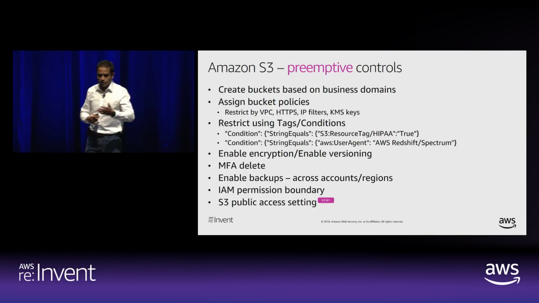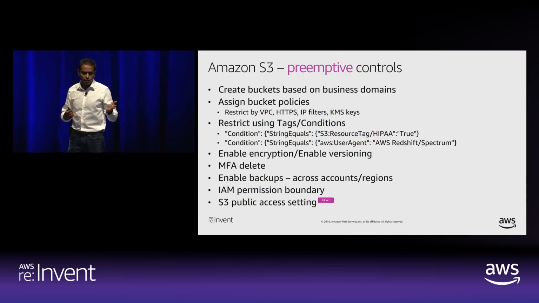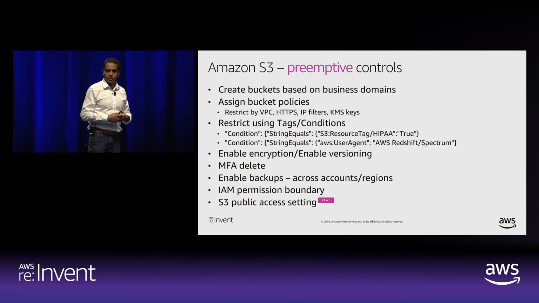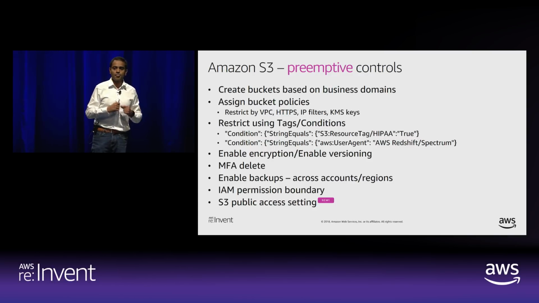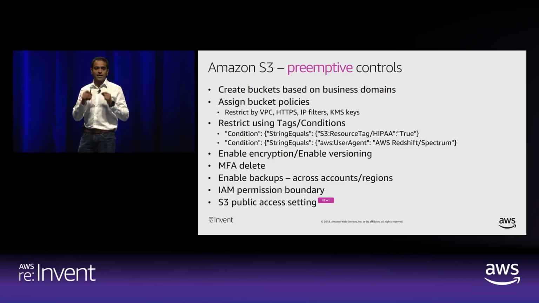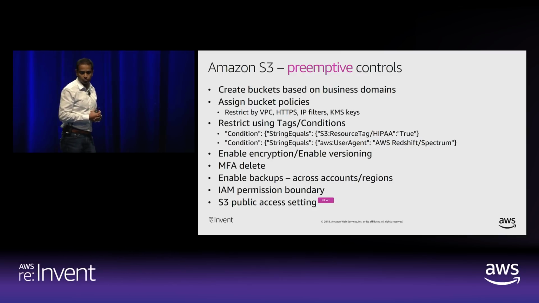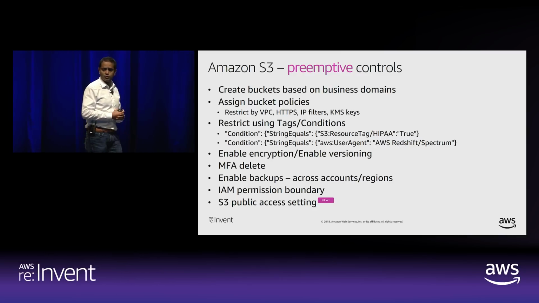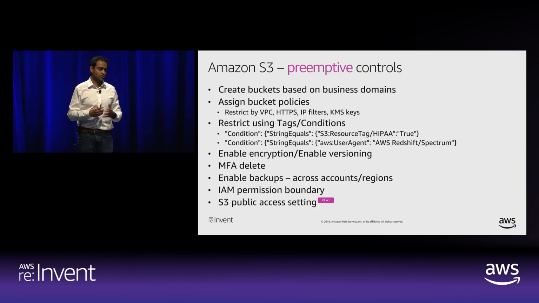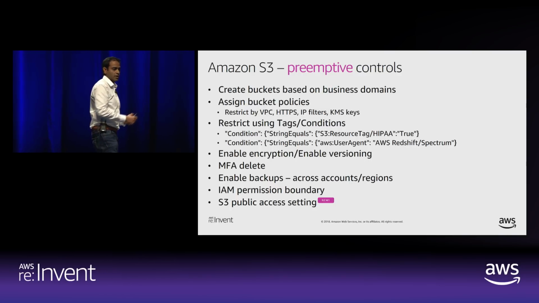So if you look at a couple of examples that I'm showing, the first one shows how you can use a tag-based control or condition, where you can say this S3 bucket or this S3 object can only be accessed by this user, and only if that has a specific tag which is HIPAA equals true. The second one is actually using what's called user agent. So think about an example where you want to only enable Redshift Spectrum access to this S3 bucket and not any outside access. So you don't want users to directly access the S3 bucket or through other ways. Only way to access is through Spectrum. So you could do that through this conditional statement.